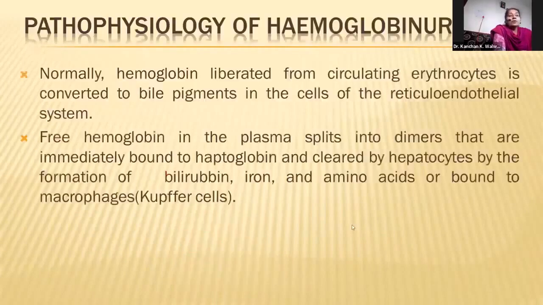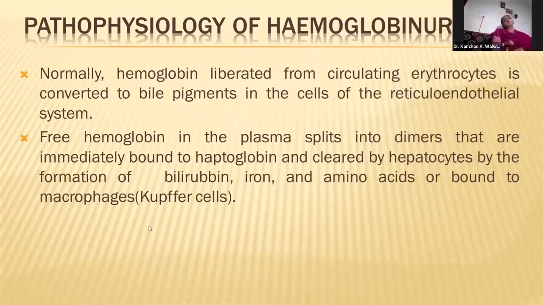Pathophysiology of hemoglobinuria. Normally, hemoglobin is liberated from the circulating RBCs. Some amount of the RBCs are lysed daily into the blood. RBCs do not have nucleus in them. This is because the RBCs are to hold a good amount of hemoglobin in them. This hemoglobin actually binds the oxygen and the carbon dioxide in the blood.